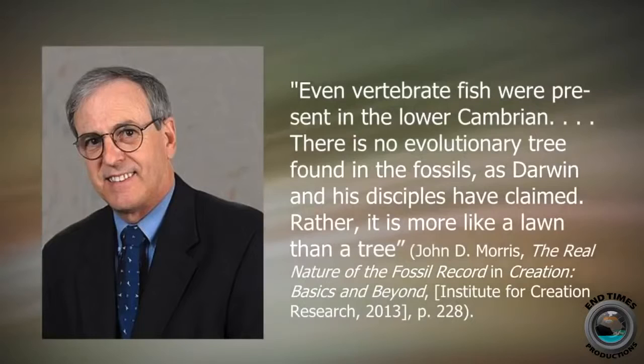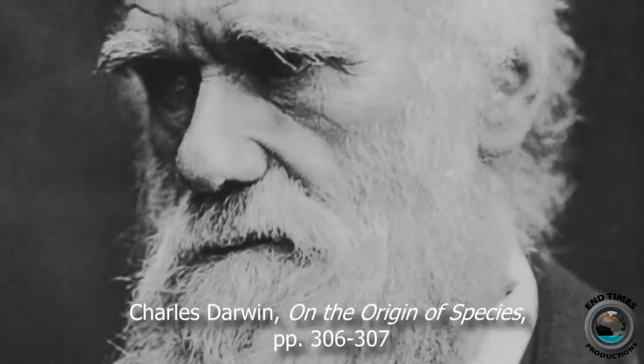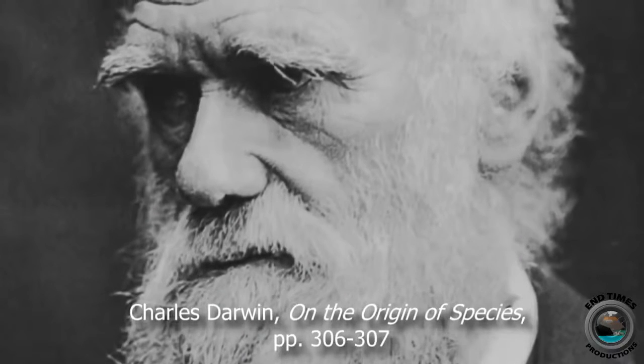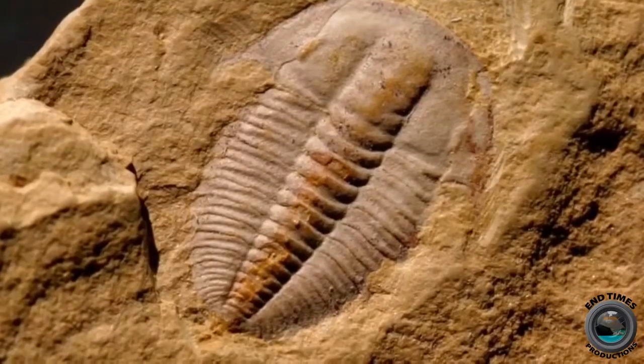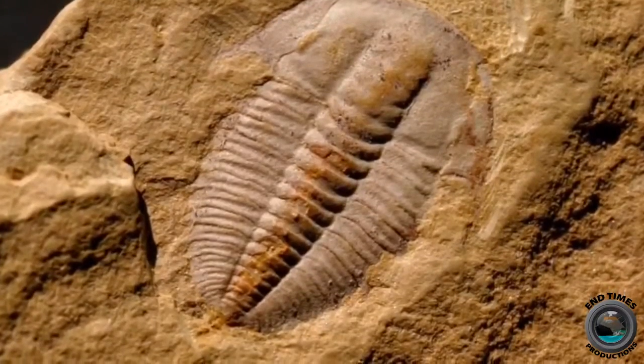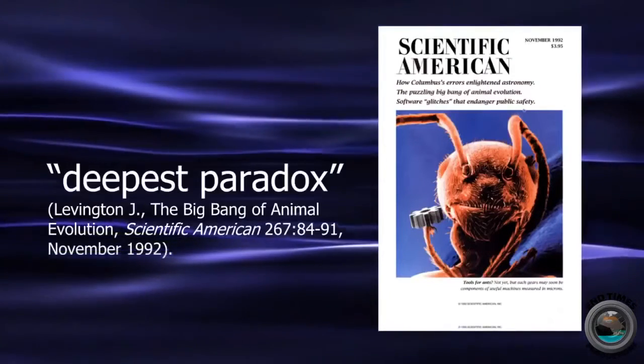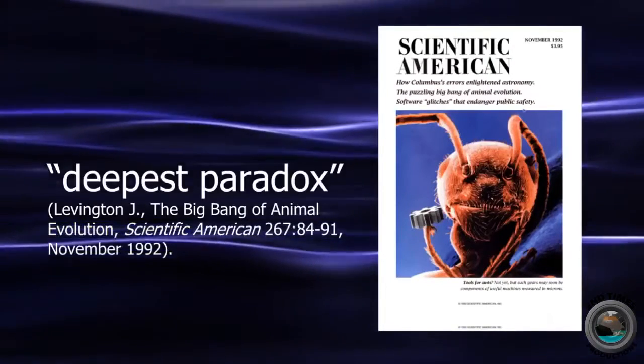There is no evolutionary tree found in the fossils, as Darwin and his disciples have claimed. Rather, it is more like a lawn than a tree." Indeed, this data troubled Charles Darwin a lot, and he admitted it was a very difficult problem for his theory. Even over 100 years later, the evolutionist Professor Jeffrey Levington admitted this is evolution's, quote, deepest paradox, end quote.